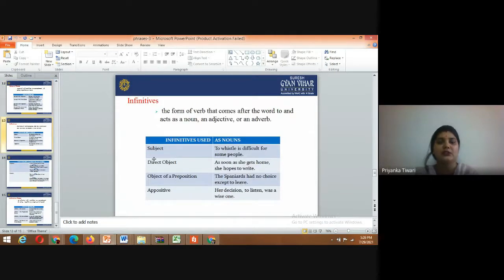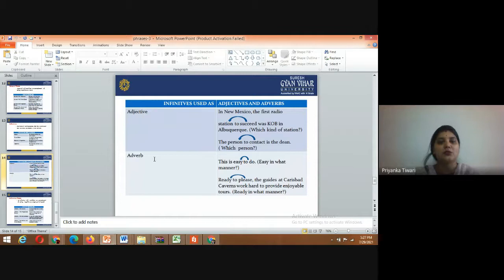Now the infinitive: the form of a verb that comes after the word to and acts as a noun, an adjective, or an adverb. Subject: to whistle is difficult for some people. Direct object: as soon as she gets home, she hopes to write. Object of a preposition: the Spaniards had no choice except to leave. A decision to listen was a wise one.